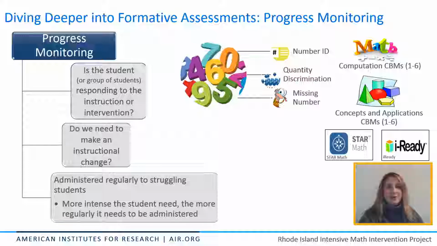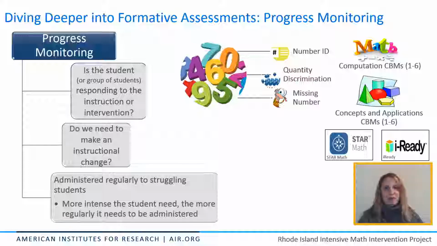We just reviewed universal screening. Another type of formative assessment is progress monitoring. Let's dive deeper into the components of progress monitoring now. What is progress monitoring? It is a standardized method of ongoing assessment. They are brief, repeated assessment measures that capture student learning or behavior over time.